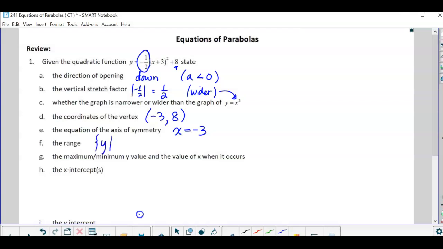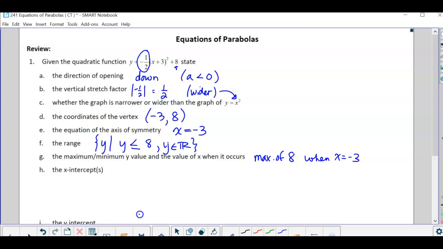And then for the range, it's always y. If it opens down, in this case, it's less than or equal to the y value at the vertex. Okay, the max or min y value and the value of x when it occurs, well, that's at the vertex. So in this case, it's 8. Is it a max or min? Well, if it opens down, it's a maximum of 8 when x is negative 3. Right? It all comes from the vertex there.